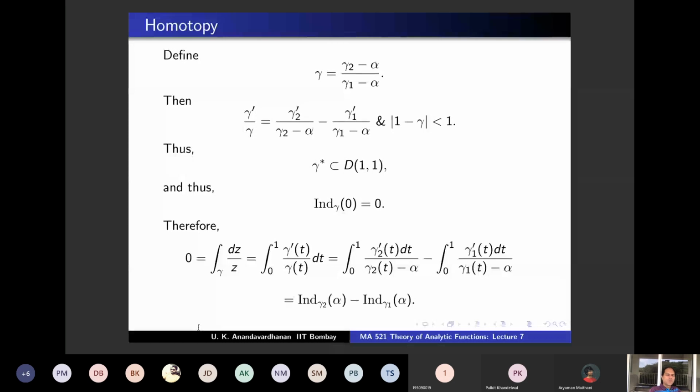So if that technical condition is satisfied, then the indices are same for alpha with respect to gamma 1 and gamma 2, and this we are going to use next time to show that if two paths are homotopic, then they are homologous. Homotopy implies homology. So we will do that next time.